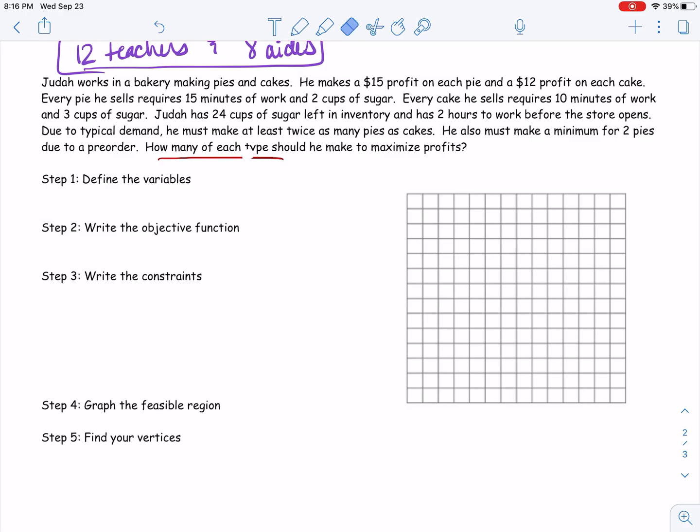Okay? So I'm going to use X and Y again. X is going to be the number of pies. Y is going to be the number of cakes.